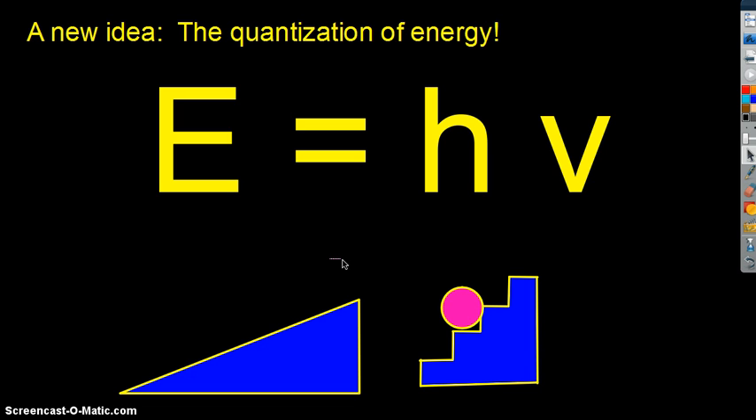To Planck, this explained some issues along with black body radiation and also some issues with these absorption and emission spectrums. And we'll get into how that works in a moment.